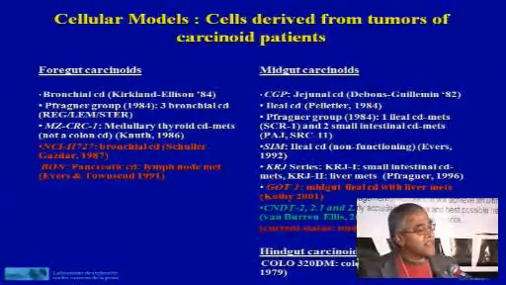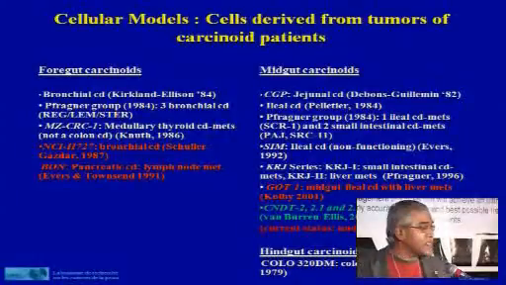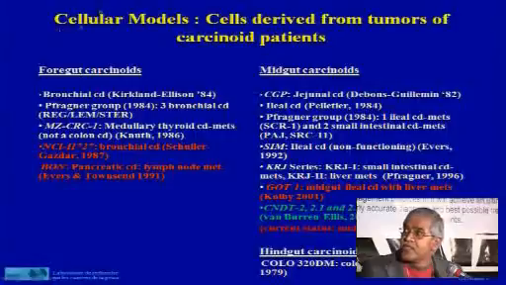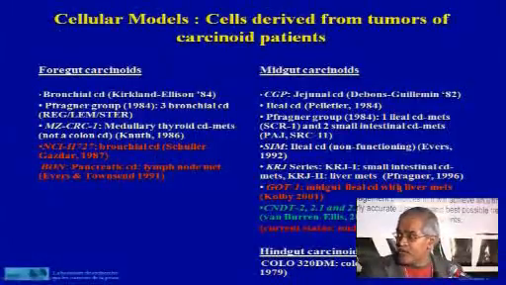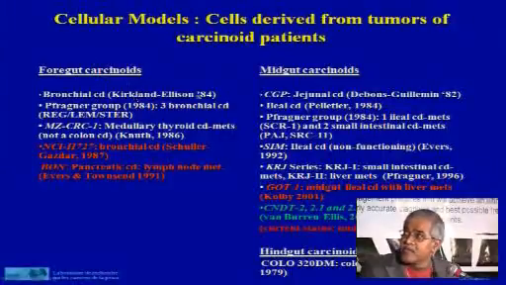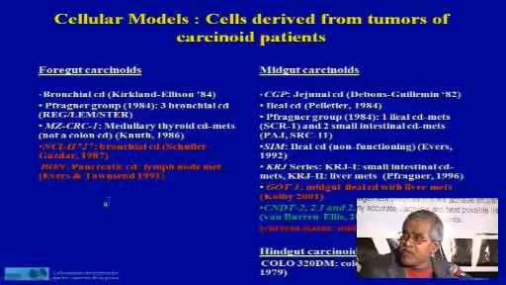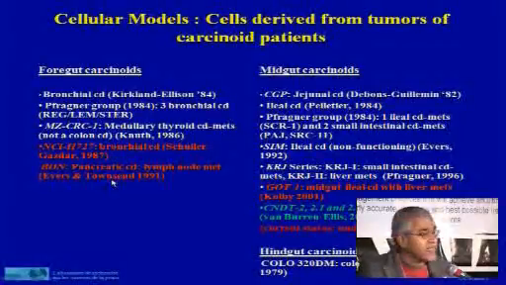So what are the cells that have been isolated? And this is just a selection that I'm giving you. If you look at the foregut carcinoid, midgut, or the hindgut carcinoid, these are the number of cells that have been isolated since 1984. I have marked some of them quite clearly over here in red because I think that a lot more work has been done with them.